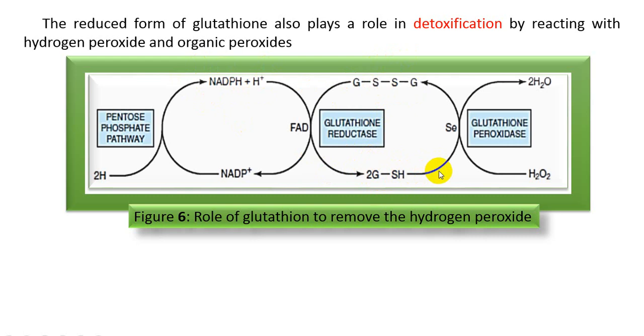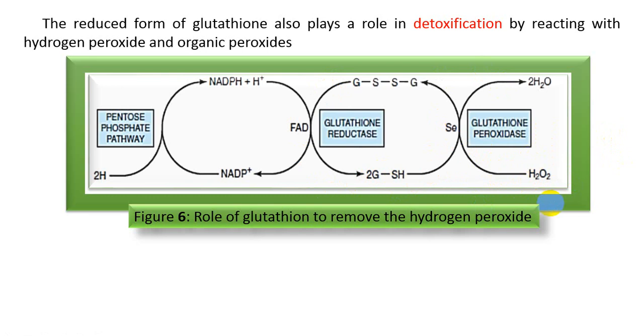Now, the reduced form will remove any peroxide compounds, like hydrogen peroxide. This reduced form reacts with the hydrogen peroxide to form two molecules of water, and the reduced form will go back to oxidized. Because of the presence of the reducing agent, another molecule of oxidized glutathione is converted to reduced glutathione, and the process will continue until all the molecules of hydrogen peroxide are removed.